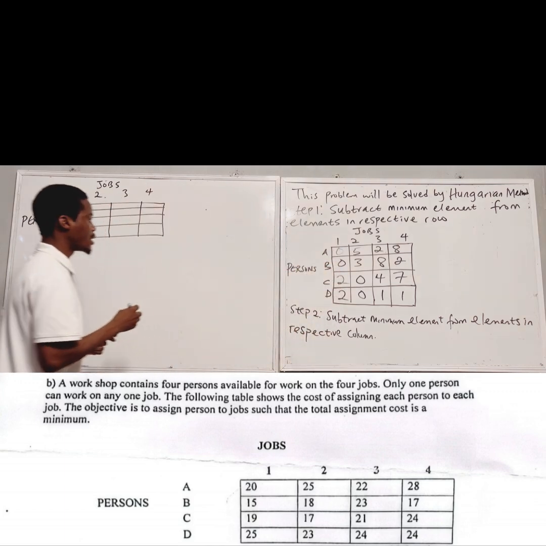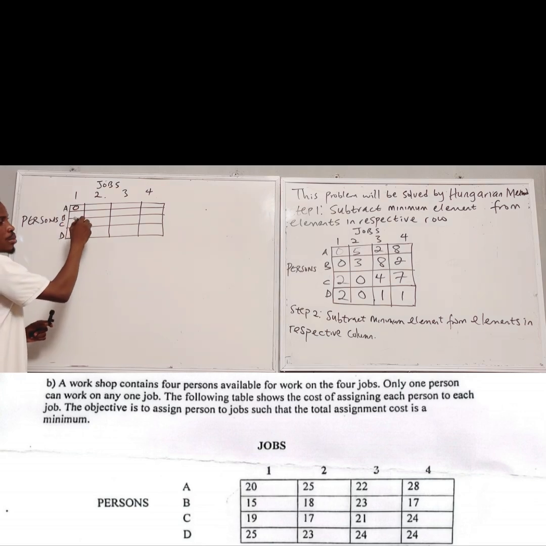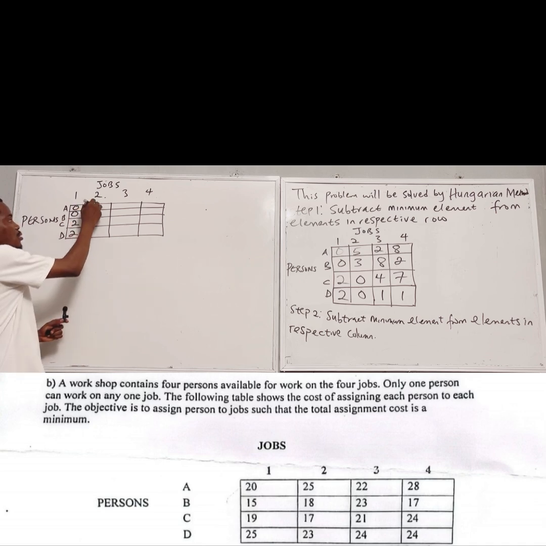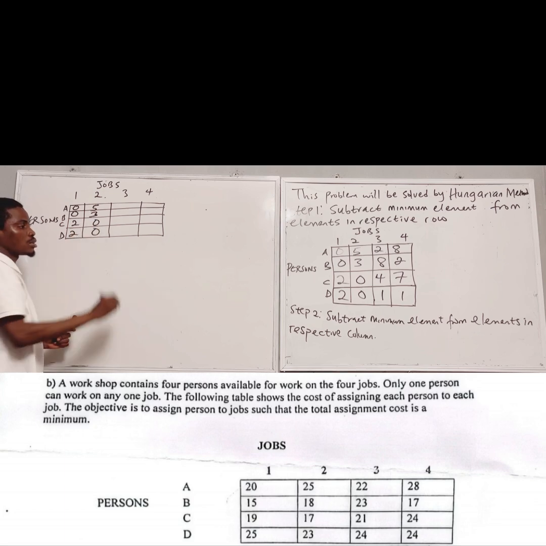So I'm going to have 0 minus 0, 0. 0 minus 0, 0. 2 minus 0, 2. 2 minus 0, 2. I will do it for the second column. In my second column, I have 5, 3, 0, 0. The least element here is 0. 5 minus 0, 5. 3 minus 0, 3. 0 minus 0, 0. 0 minus 0, 0.